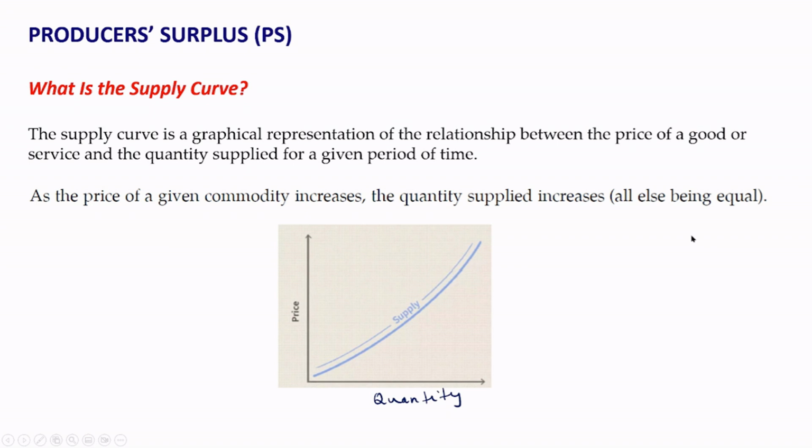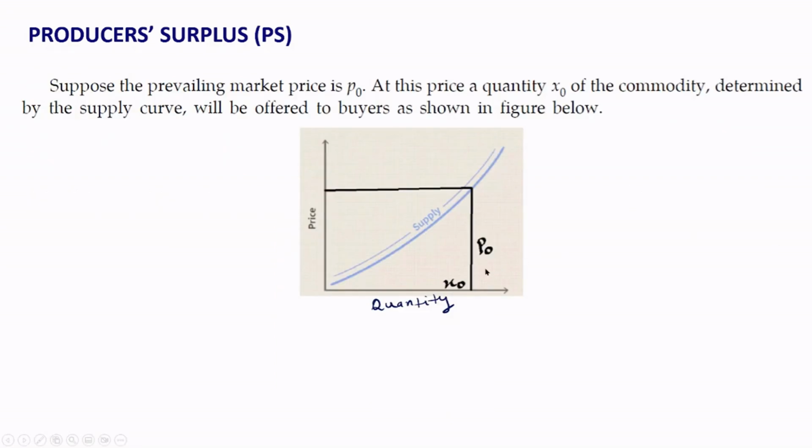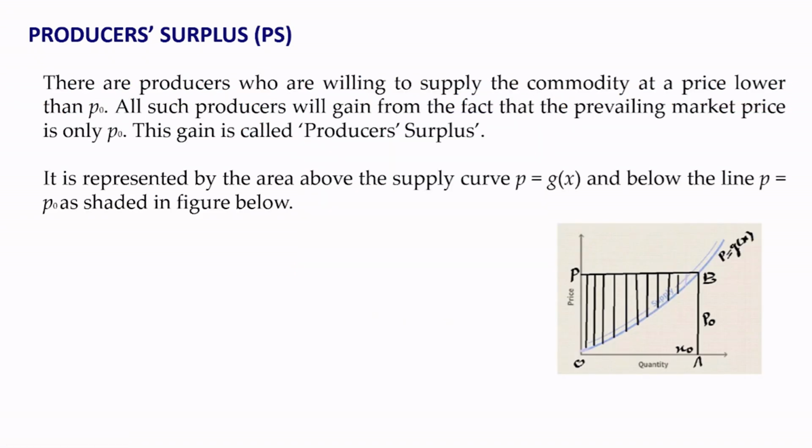All other things being equal. Now let us assume that the prevailing market price is P naught, and at this price P naught, the producers are willing to offer a quantity of x naught to the buyers. So let us assume this scenario. Now we have some producers who are willing to supply the commodity at a price lower than this P naught. So all those producers will gain because the prevailing market price is P naught.